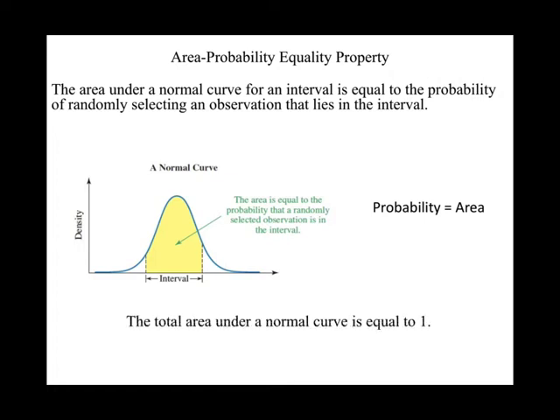And the total area under a normal curve is equal to 1. Highlight this one also. This is talking about the total area under this curve being equal to 1.